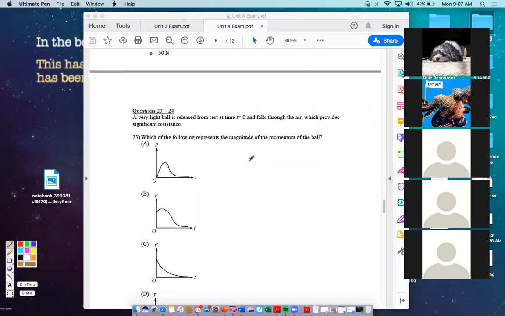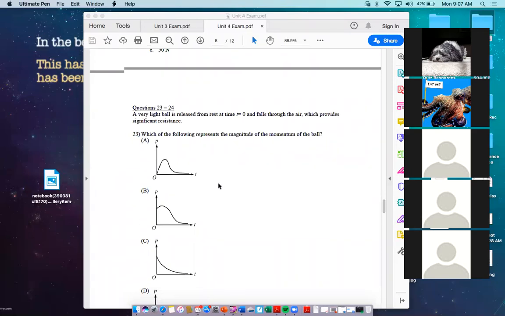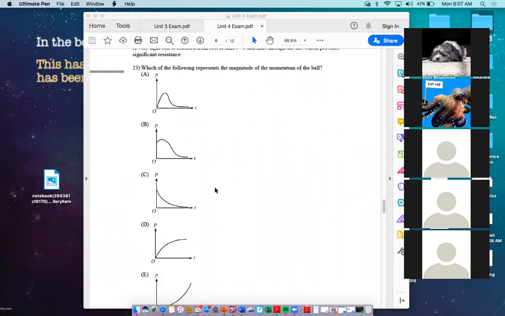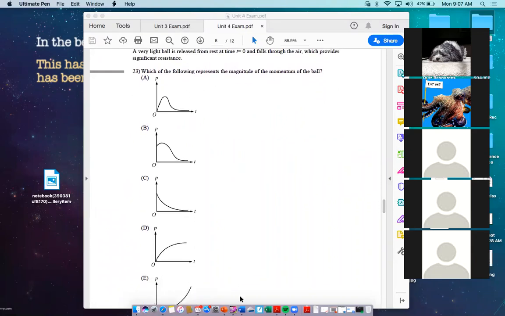Okay, 23 and 24 are really great graph questions. So the idea is that we release this ball from rest and the air provides significant resistance to it. I want to know which of these graphs shows the magnitude of momentum of the ball. So as the ball is falling, let's say that it's right here, I know that it starts with a velocity of 0. And as time goes on, its velocity is going to be growing due to gravity.